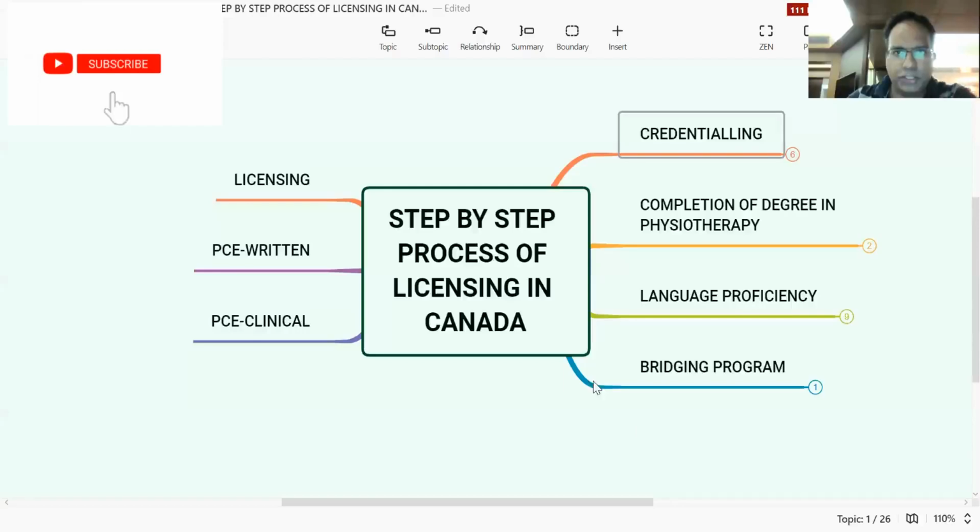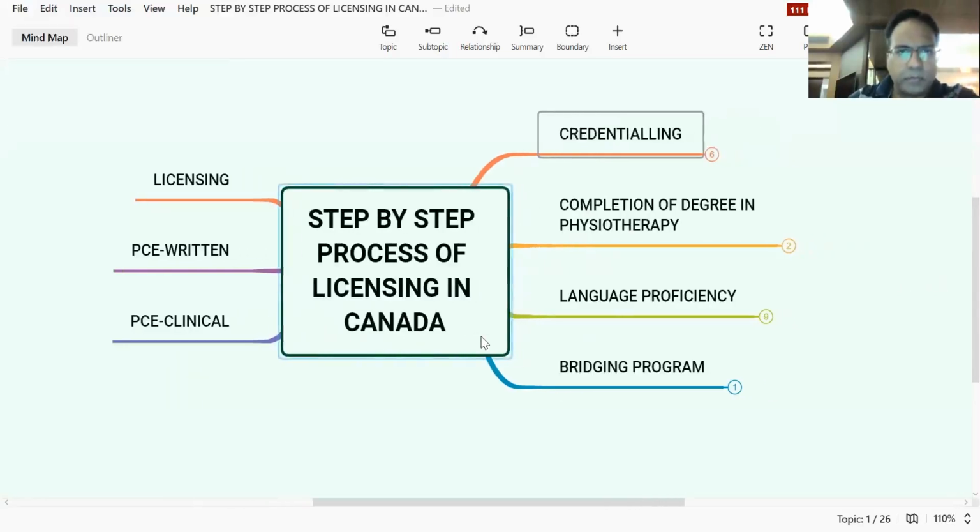There are certain steps which are required as per the regulations in Canada concerning physiotherapy. The process here is a step-by-step process of licensing in Canada.